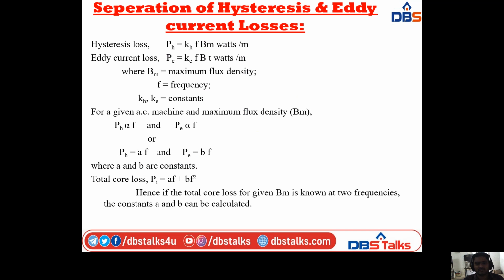Before going to that, firstly we have one small concept: the separation of hysteresis and eddy current losses. You already know the hysteresis loss is P sub H equal to K sub H into F into Bm to the power x watts per meter cubed, and the eddy current loss is P sub E equal to K sub E into F squared into Bm squared watts per meter cubed. Here Bm is the maximum flux density, F is the frequency, and Kh and Ke are the constants of the hysteresis and eddy current losses.